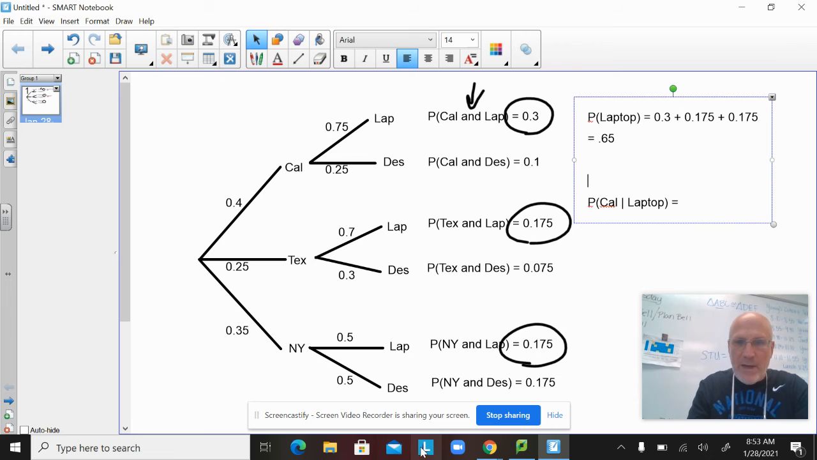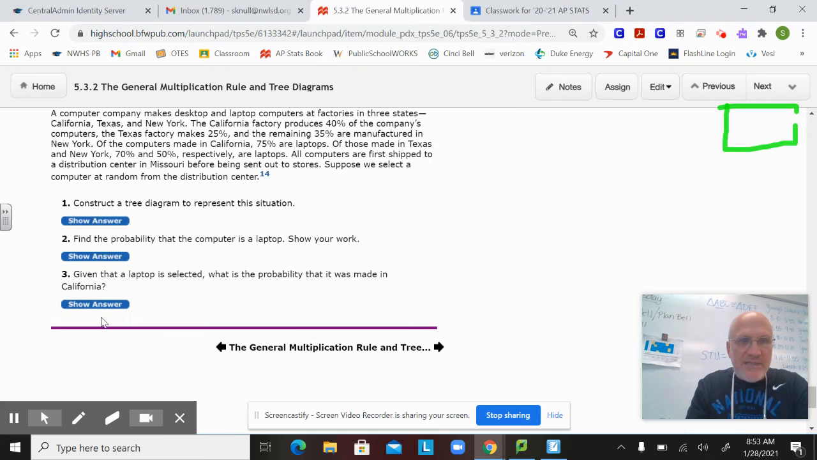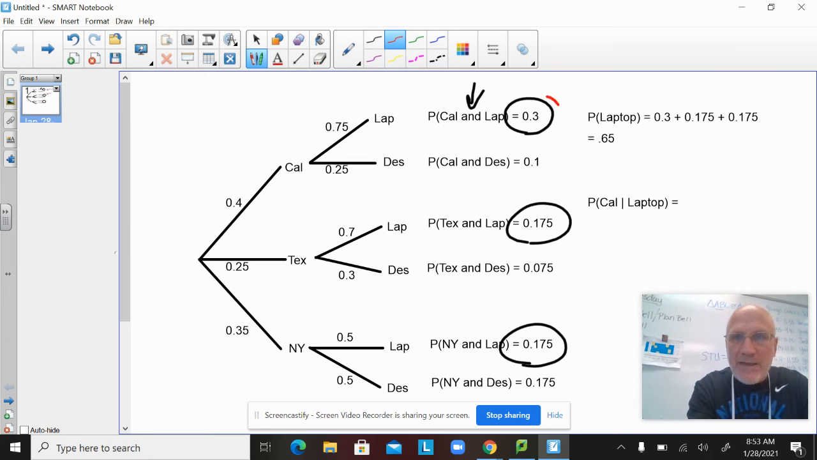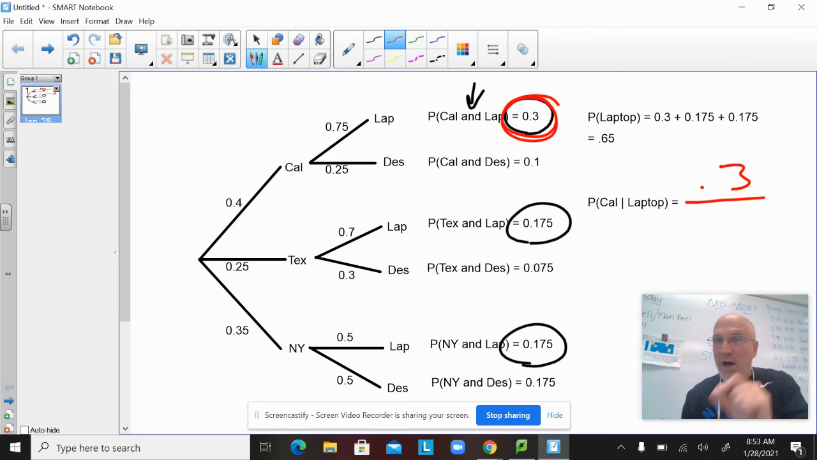So now let's look at this last one. Let me go back, make sure I wrote the question down correctly. It said, given the laptop is selected, what's the probability that it was made in California? So it wants the probability of California given a laptop. Well, we now know that's the overlap over the second one. The overlap is California and laptop, I see that number right there. So that's 0.3, over the bottom, which is a laptop, which conveniently we just happened to find in the last question. That's that 0.65.